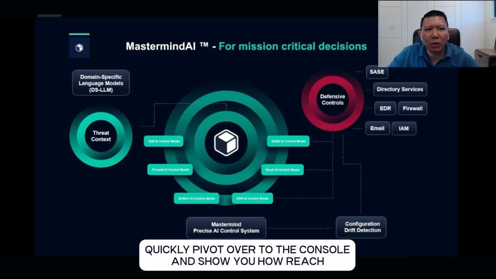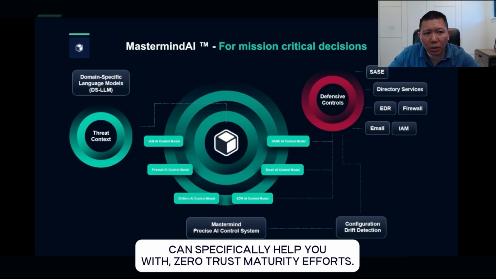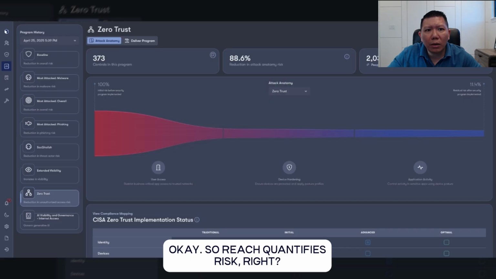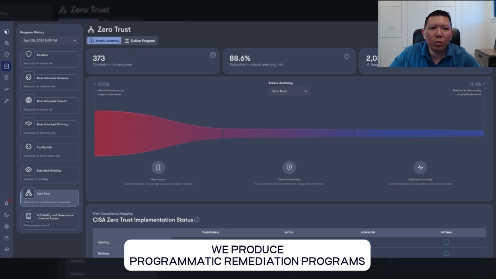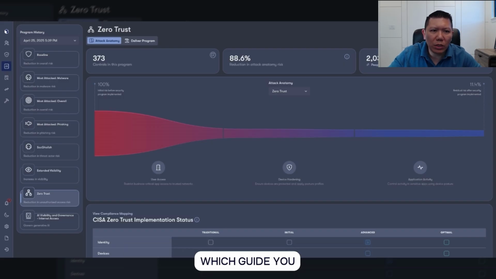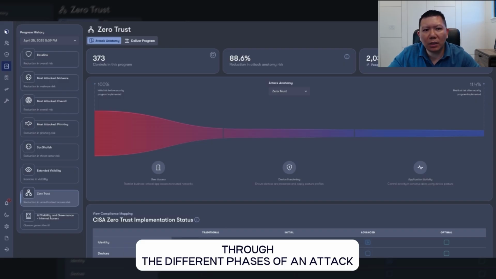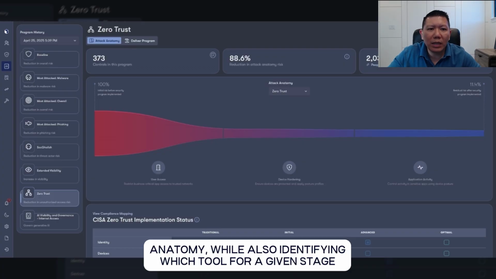So let me quickly pivot over to the console and show you how Reach can specifically help you with zero trust maturity efforts. Okay, so Reach quantifies risk, right? And once we've done that and we know who is carrying what, we produce programmatic remediation programs which guide you through the different phases of an attack anatomy while also identifying which tool for a given stage can provide the best risk mitigation.